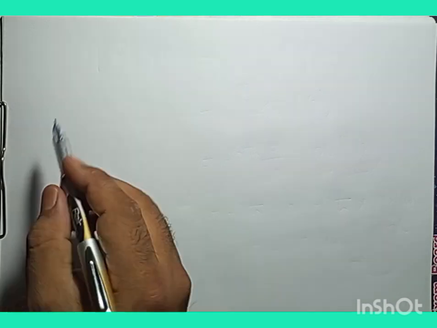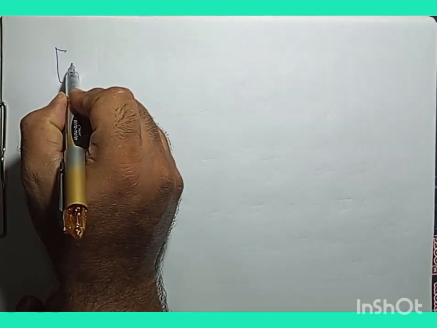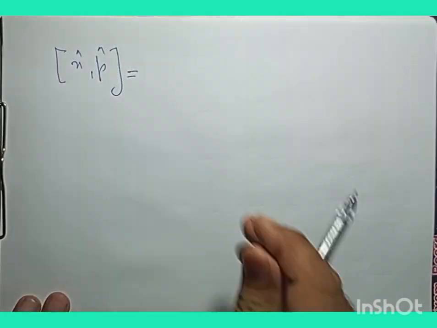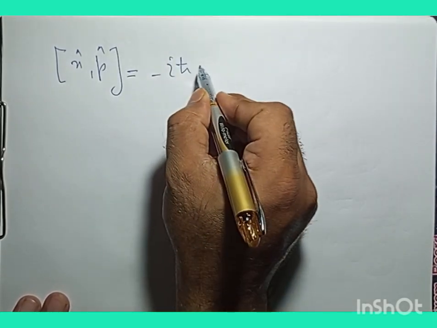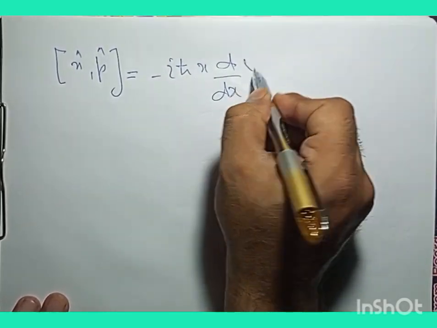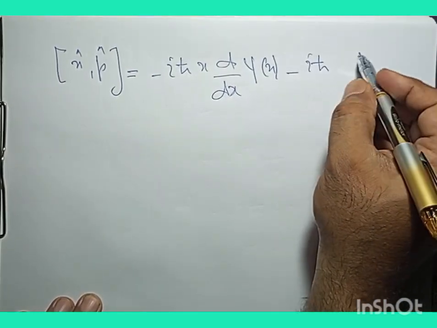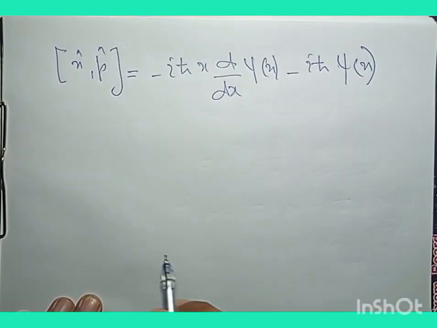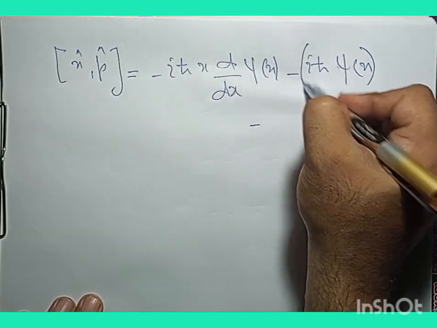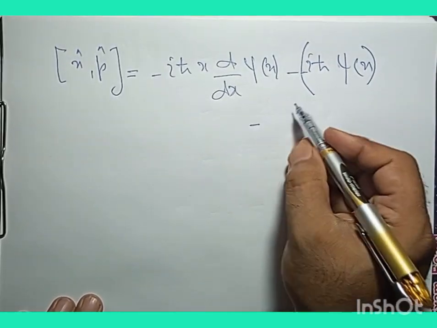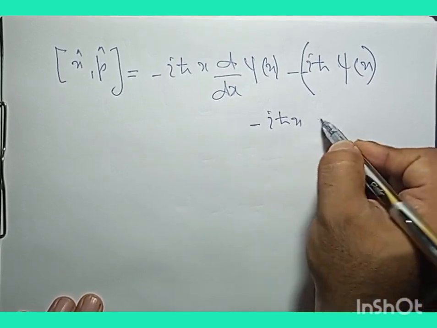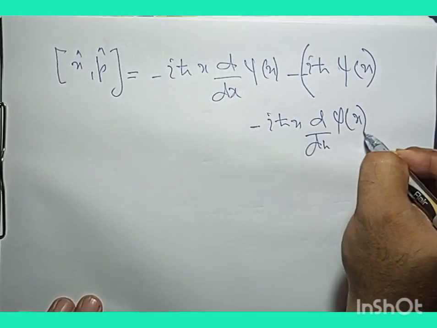So now we'll be looking for the commutation relation. What we will have here is we would like to subtract the two that we have obtained. On the left hand side we have the commutation between x cap and p cap. So that's going to be equal to minus iħ x d by dx of psi of x, then minus iħ psi of x, and then again minus. So this is minus times minus, then we have minus iħ x dψ by dx.